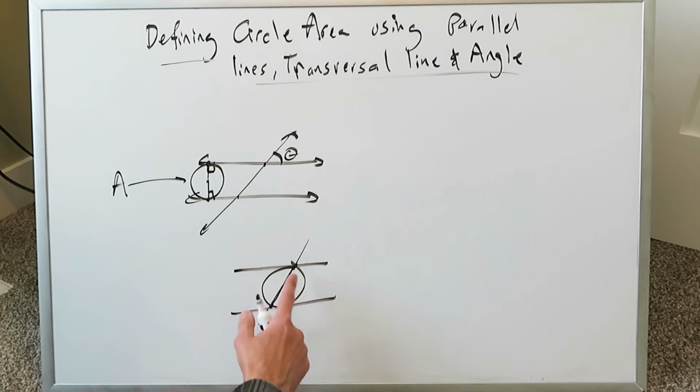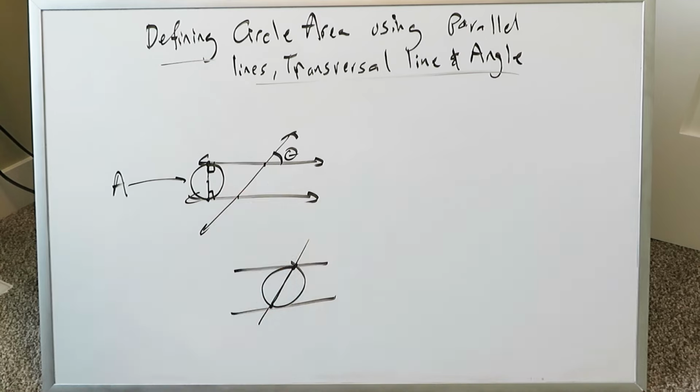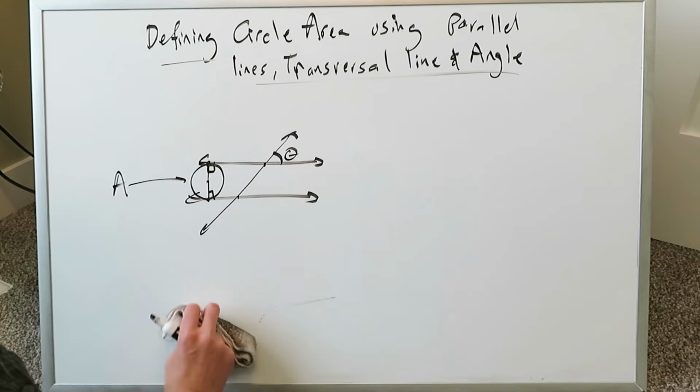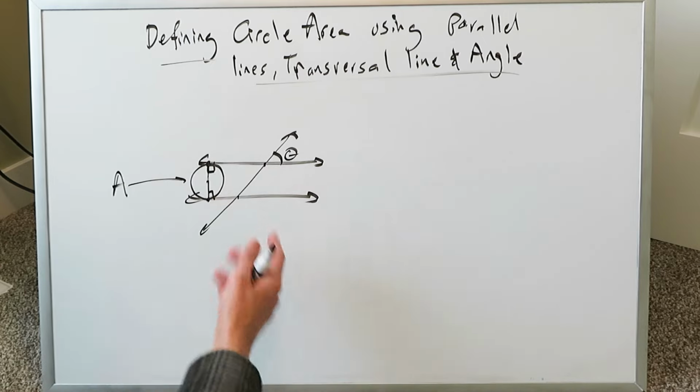Don't go and confuse yourself with this as being a representation of your diameter. It by no means is, because it wouldn't have that 90-degree relationship of the radius with that parallel line or the tangent line. Here the parallel lines are tangent to the circle.